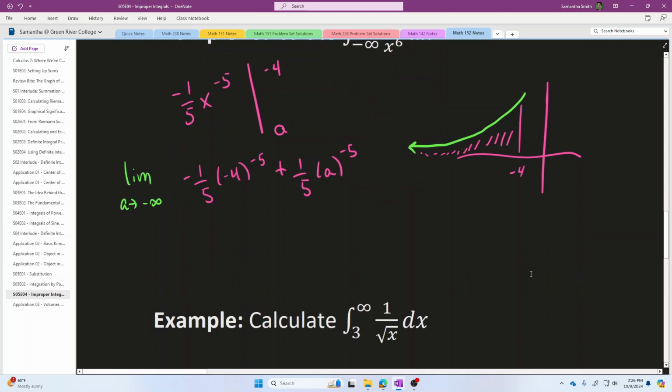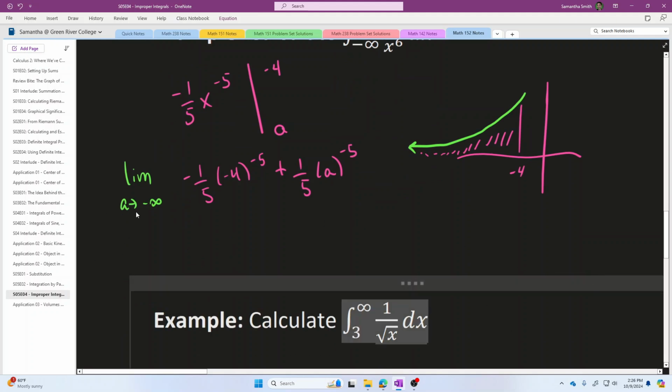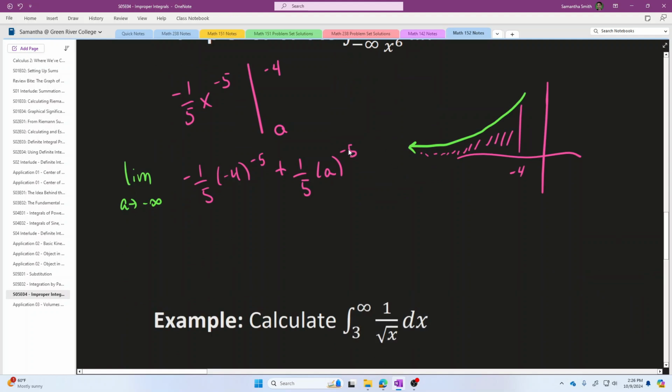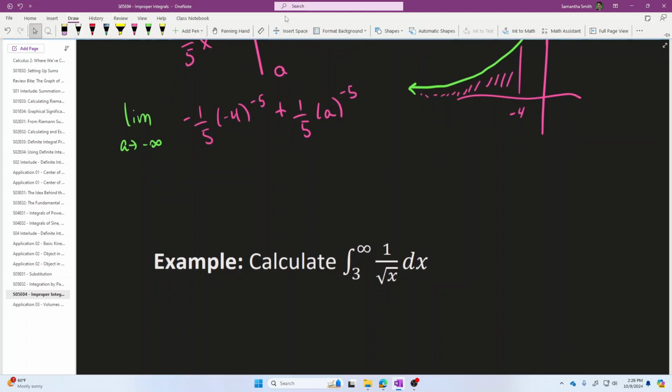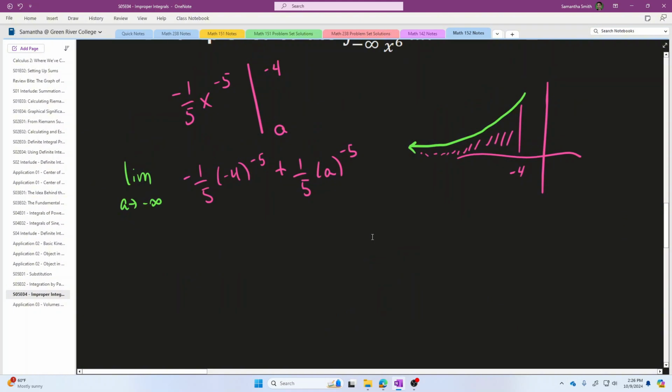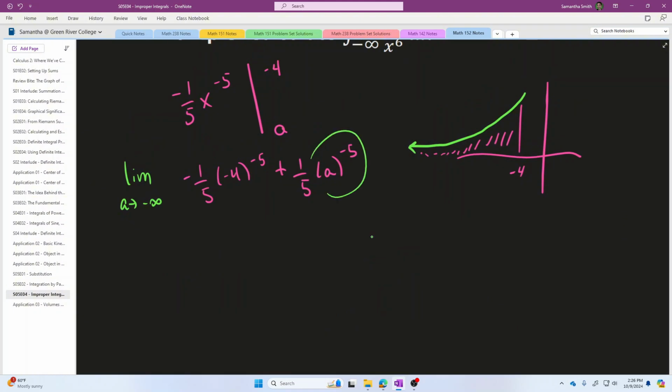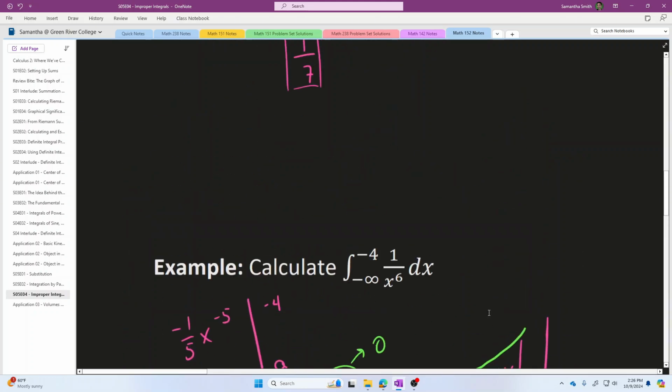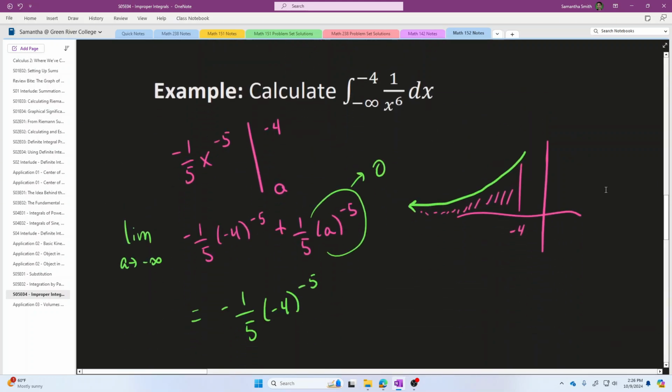Now, once again, if I take a very large negative quantity and raise it to a negative exponent, then that negative exponent pushes the number into the denominator of a fraction, and that causes the result to become very, very small. And it will approach 0 as a gets larger and larger. So in total, this term in the back vanishes, and the only non-zero term that is left in the calculation is this one in front, and this would be the value of this definite integral.